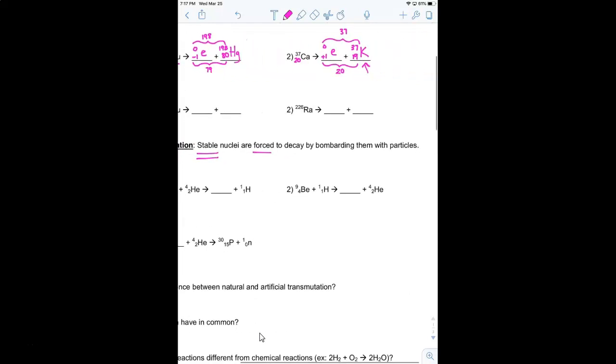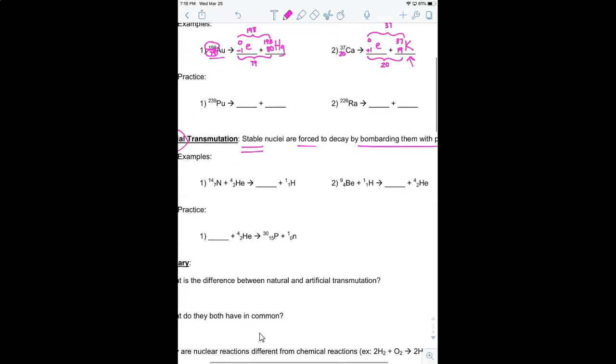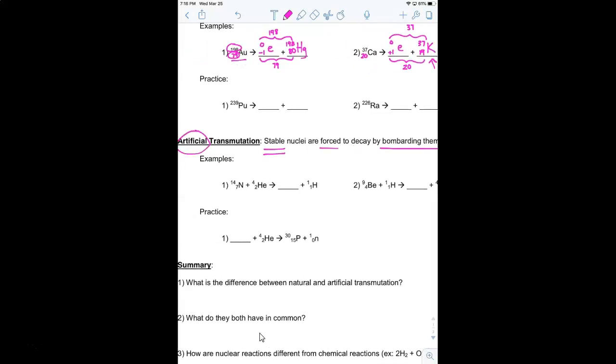So what we do is we take this nucleus that's all good, it's stable, and we bombard it with another particle. We throw a particle at it and try to mess up the nucleus and change it into something new. So these are actually a lot easier to do because there's no reference tables to worry about. They're going to give you the stable nuclei, and they're going to give you the particle that we hit it with, and you just have to figure out what did it turn into.